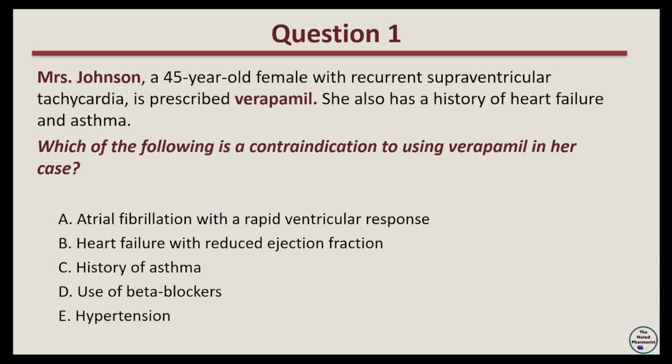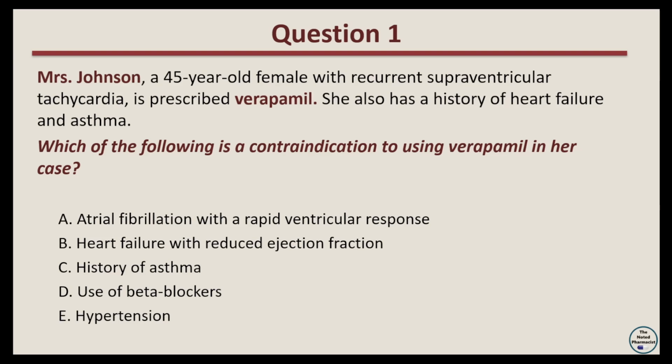Let's begin. Question 1. Mrs. Johnson, a 45-year-old female with recurrent supraventricular tachycardia, is prescribed verapamil. She also has a history of heart failure and asthma. Which of the following is a contraindication to using verapamil in her case?